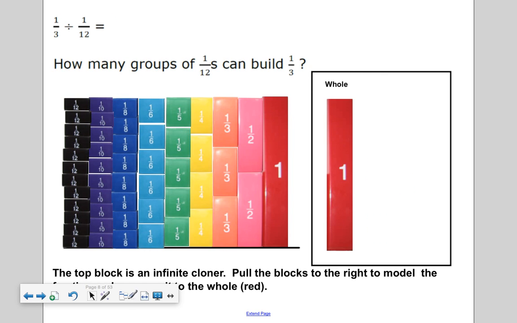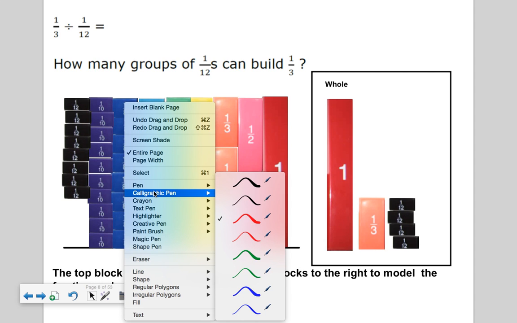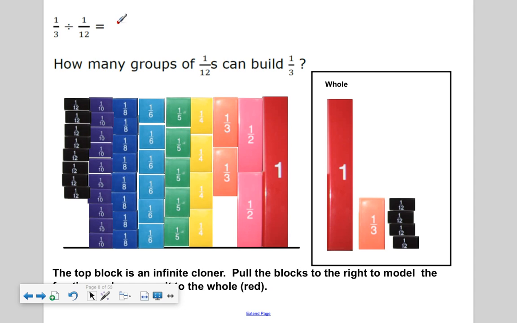I have 1/3. I want to divide it by 1/12. How many 12ths go into 1/3? How many 12ths can build 1/3? From what I can tell, 4 groups of 1/12. So the answer is 4.